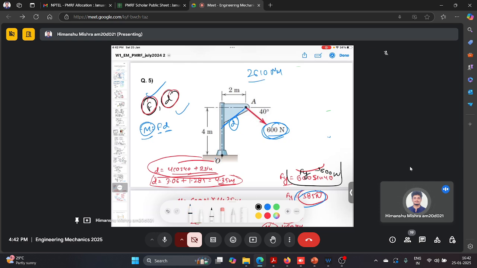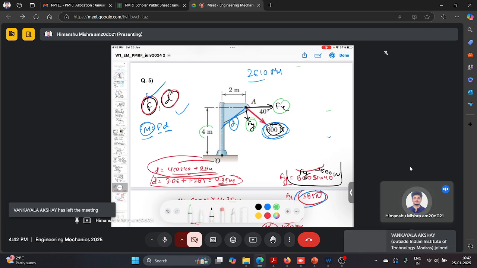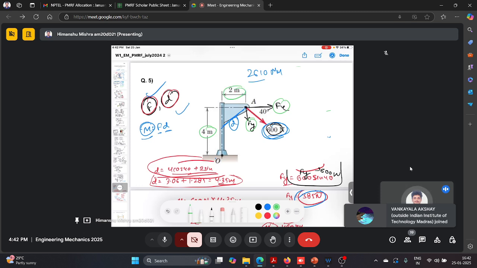Then in the second method, what we did, we split this force 600 Newton into its components Fx and Fy. We found that determining the perpendicular distance for Fx and Fy is pretty straightforward. So it was actually 4 meter and 2 meter. Then we calculate Fx and Fy. Then we calculate the moment due to Fx, which is mx, and the moment due to Fy, which is my. And using the Varignon theorem, we calculate the moment at point O, which is basically a summation of moments from all the forces. Here in this case, it is Fx and Fy.